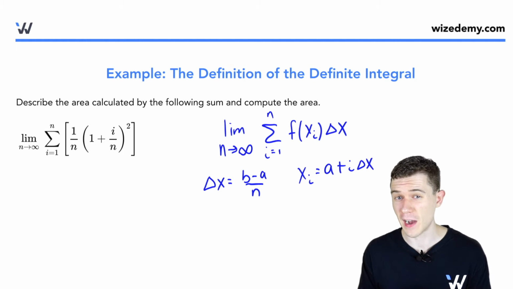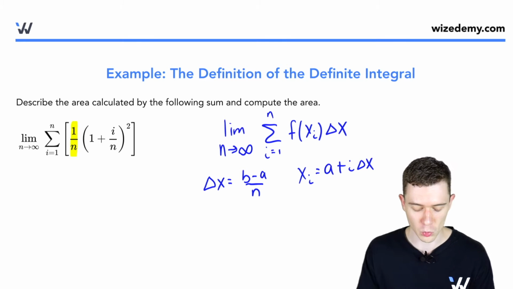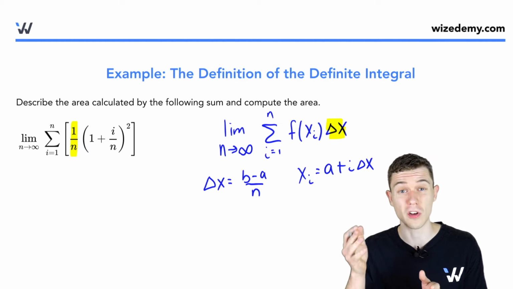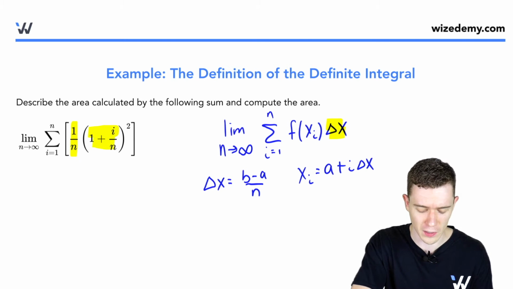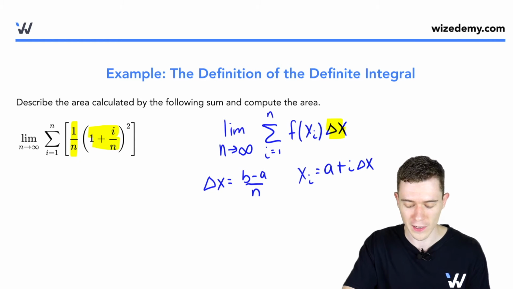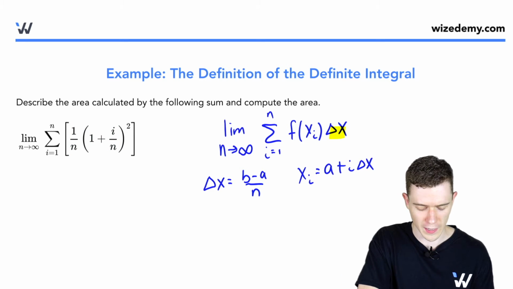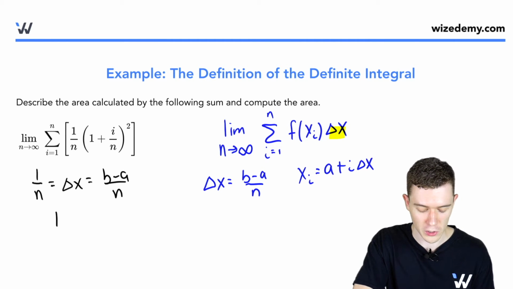So we sort of have to eyeball some things here. It sure looks like this outside thing, this 1 over n, should be that delta x, whereas the parentheses all squared, that should be the function, with that inside, the 1 plus i over n, that should be our x sub i, the a plus i delta x. So if this is our guess, that 1 over n equals delta x, and delta x equals b minus a over n, well, they both have an n in the denominator. This should mean that 1 has to be b minus a.